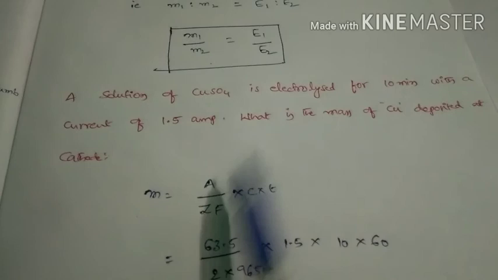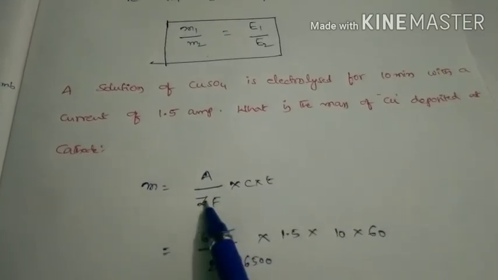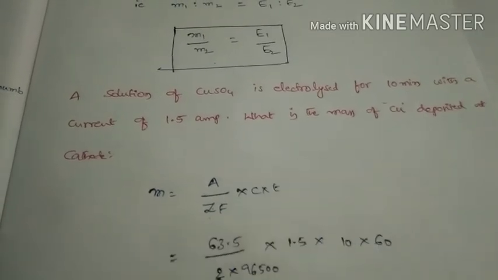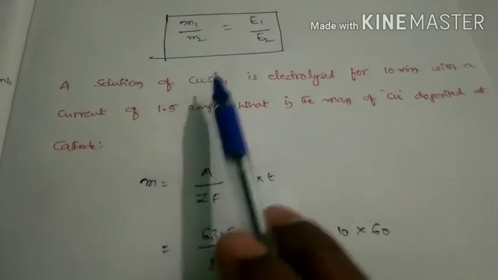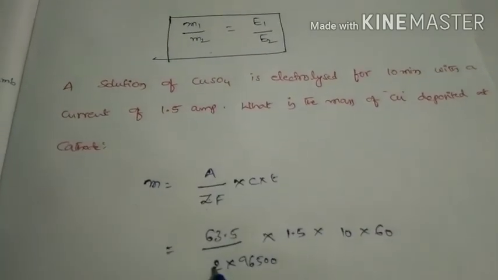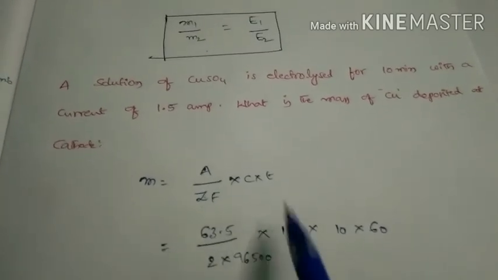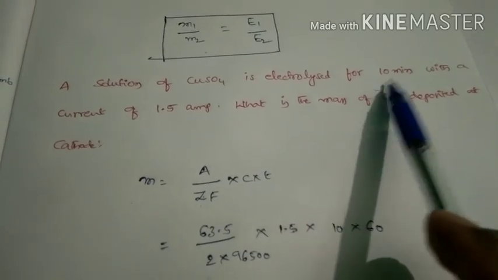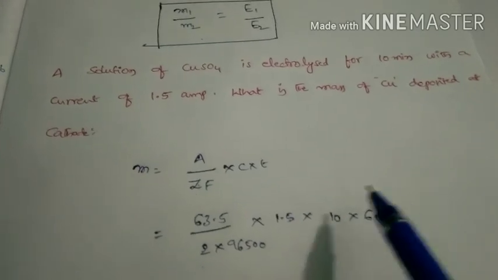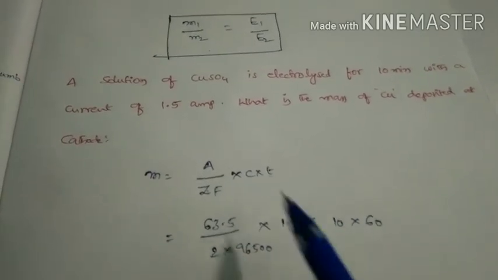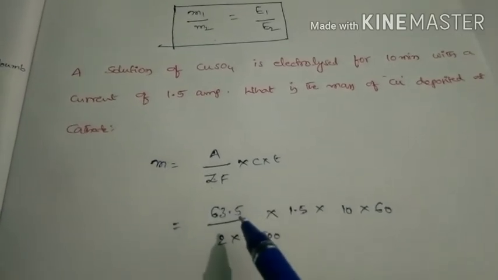Where A is the atomic weight of copper. We know the atomic weight is 63.5. Z, the valence, is how much? 2. How can we say that here valence is 2? Because in CuSO4, it is Cu plus 2 and SO4 minus 2. That plus 2 is the charge that can be considered as the valence, here 2. F value we know already, 96,500, into current 1.5, into 10 minutes, meaning 10 into 60. Time should be mentioned in seconds. So like that we can calculate any problem based on these two laws. So this is all about Faraday's laws of electrolysis.